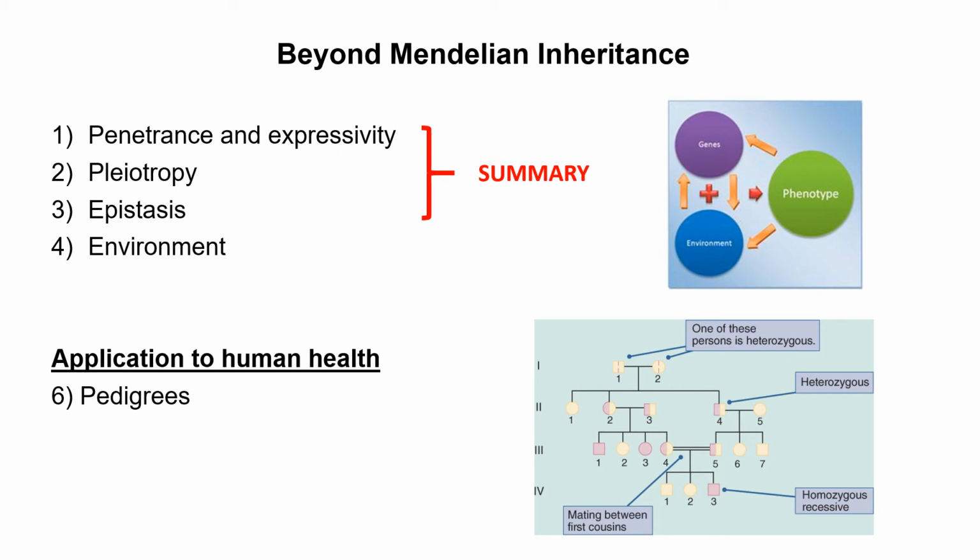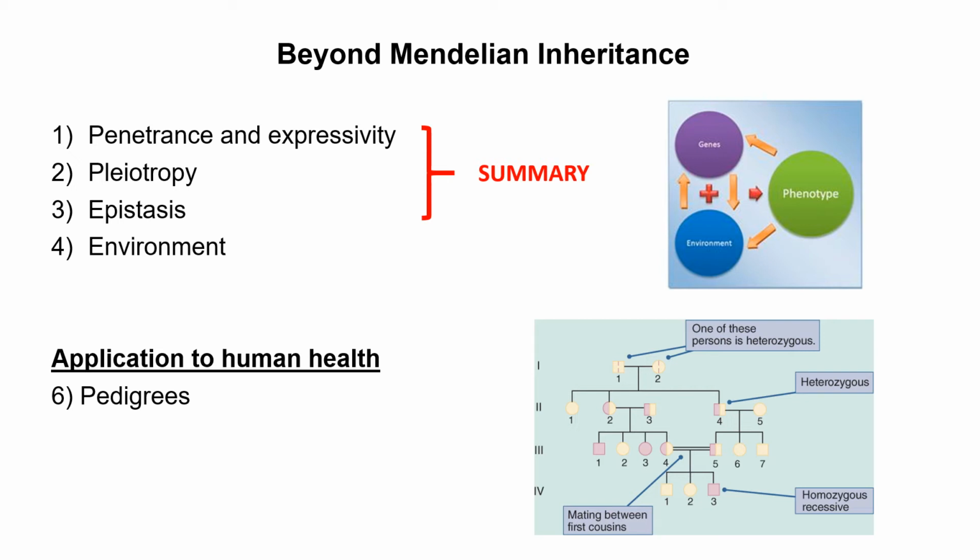So we have talked about maybe things that you have heard or maybe that you never heard before. There are penetrance and expressivity, pleiotropy, and epistasis. And now we're going to talk about the environment. However, I'm going to give you a summary of the interaction of all these three processes.